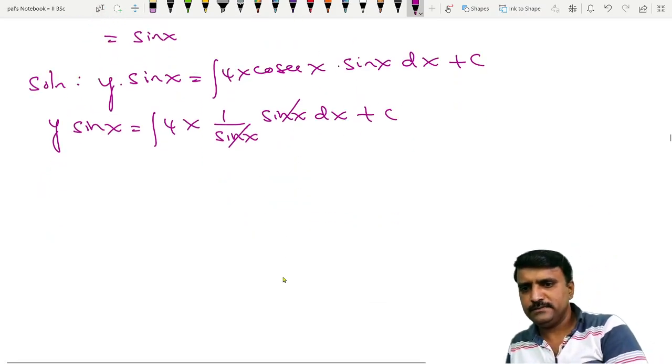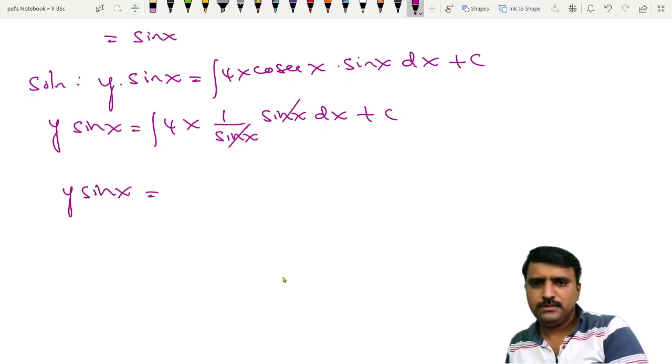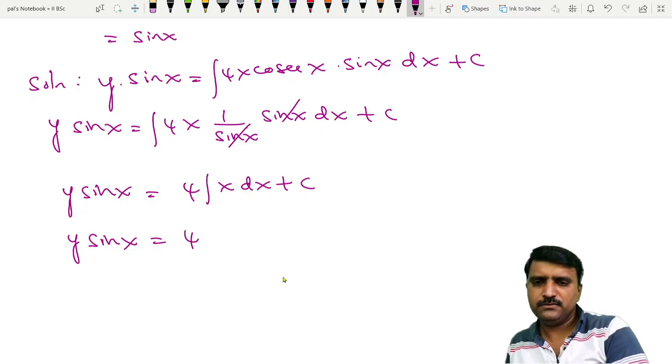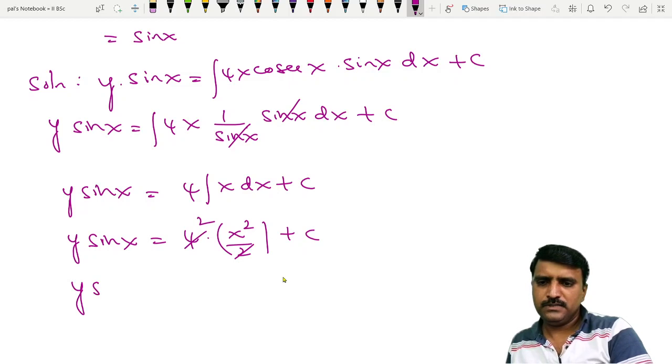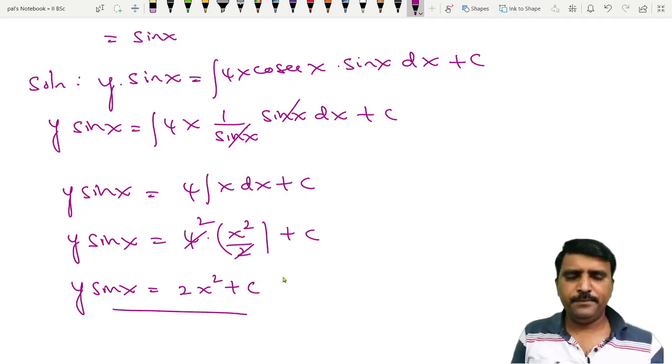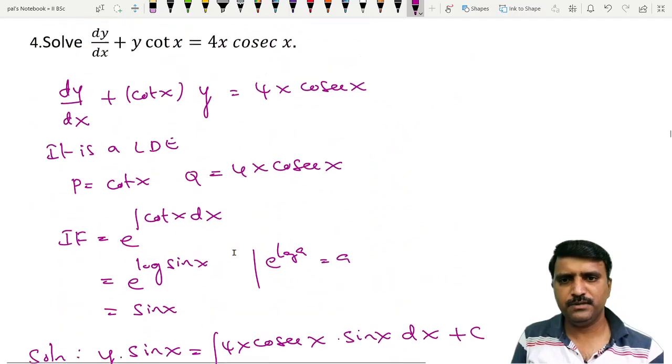So y sin x is equal to 4 into integration of x dx plus c. So that is y sin x is equal to 4 into integration of x, which is x square by 2, plus c. 2 ones are 2, 2 twos are 4. So that is y sin x is equal to 2x square plus c. Okay, fine. It is a very simple problem.